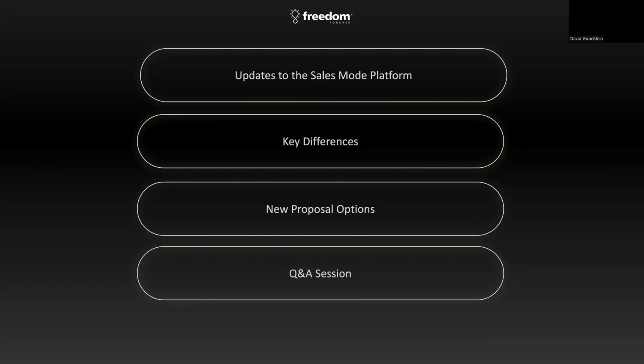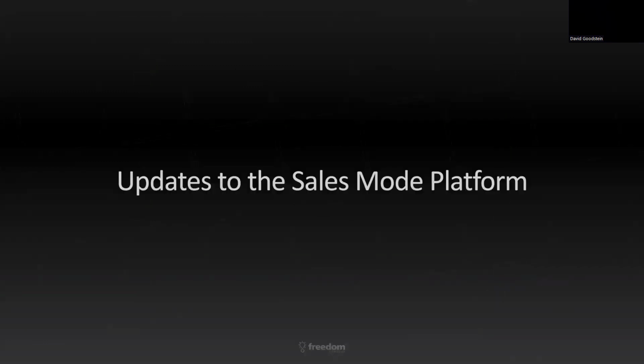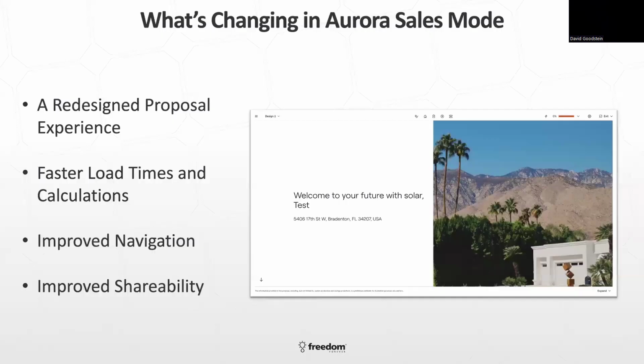And then we've got folks from Aurora here with us today to help us with the Q&A session to answer your questions about these differences and these changes and these improvements to Aurora Sales Mode. So let's jump into it. So what are the updates to the Sales Mode platform? Well, number one, you're going to get a redesigned proposal experience. On top of that, you're going to get way faster load times and calculations, an improved navigation of the proposal platform, and a very key difference is improved shareability.